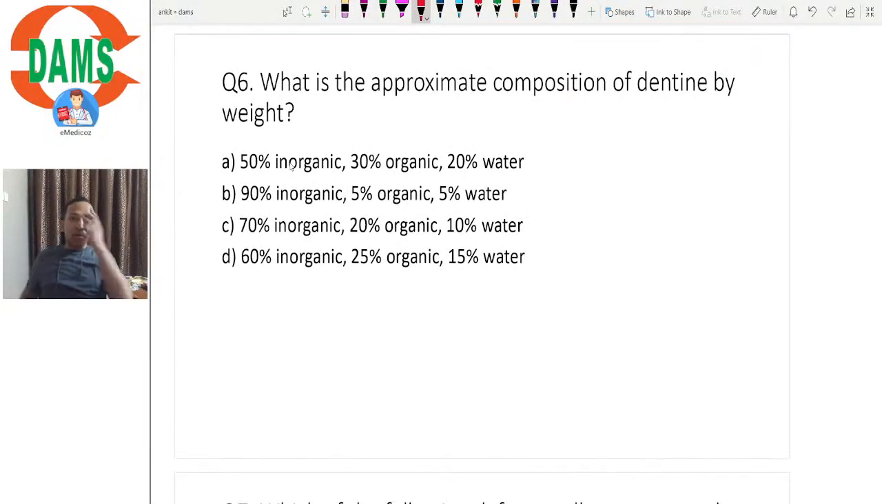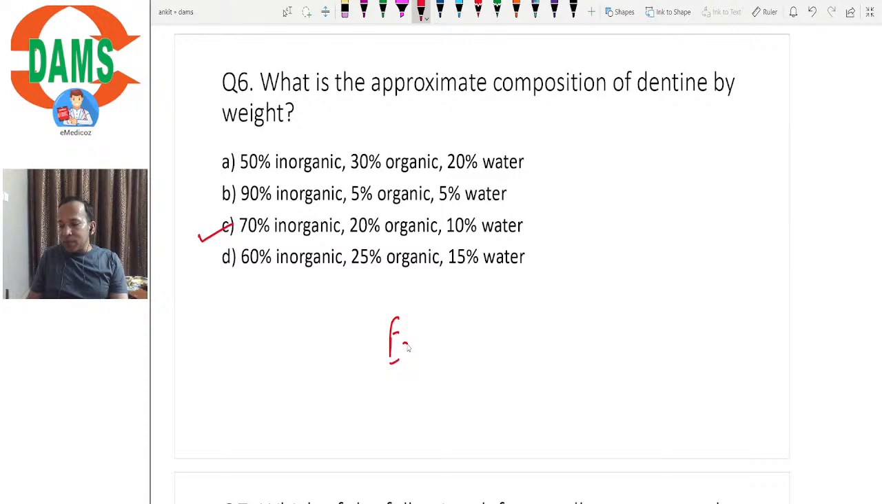What is the approximate composition of dentine by weight? So this we have studied in class. You can take it as a sort of revision, isn't it? So what is the approximate composition of dentine by weight? It is 70% inorganic, 20% organic and 10% water.